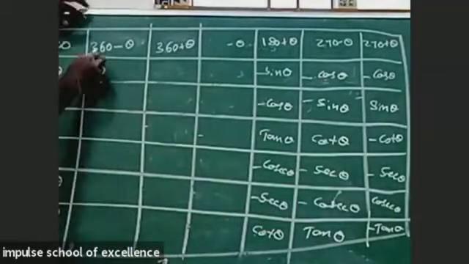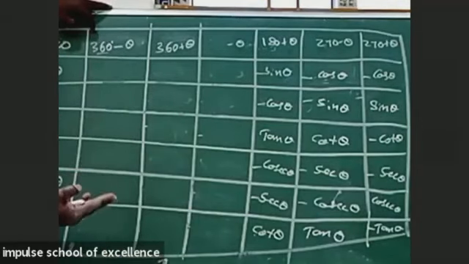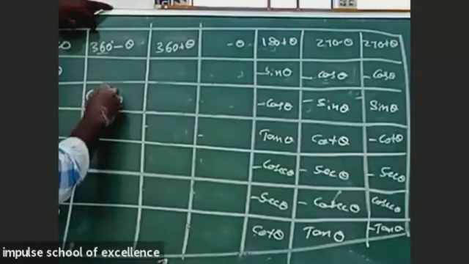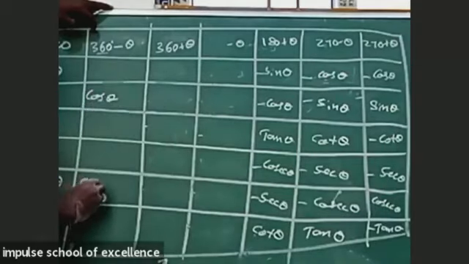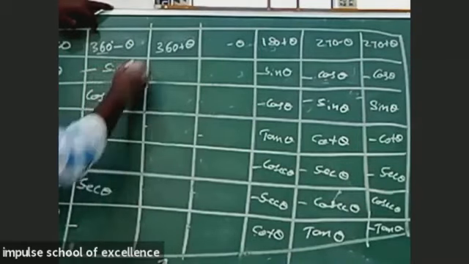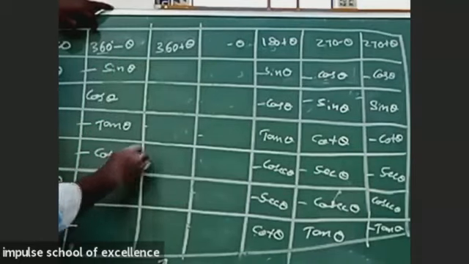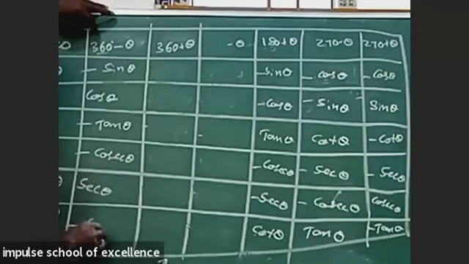See, look here, 360 minus theta is nothing but the fourth quadrant. Here we have 360 degrees, so the ratios are taken as they are. In the fourth quadrant, cos and secant are positive, so we take cos as it is and secant as it is. The remaining all are negative. So it is minus sin theta, minus tan theta, minus cosecant theta, and minus cot theta.